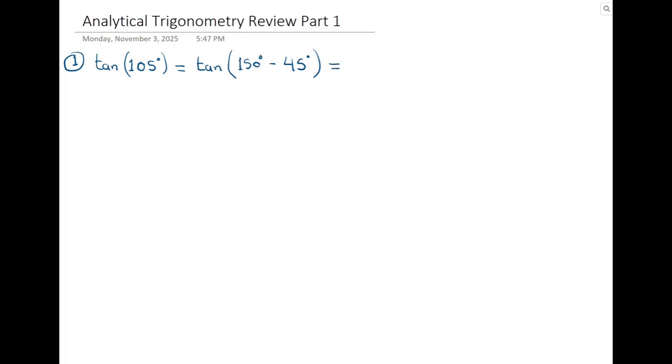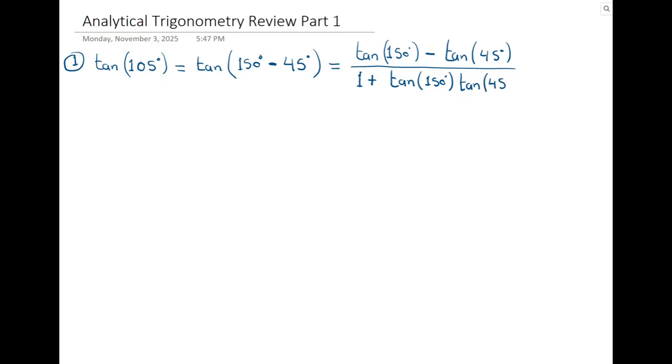And so now I need to remember my tangent difference of two angles. For tangent, it would be the tangent of the first angle, so tangent of 150 degrees. When you have a minus here, you're going to keep a minus here, so minus the tangent of my second angle, which is 45 degrees. All over 1, and when I have a minus here, down here I'm going to have an addition, so 1 plus the product of those two tangents, right? So the tangent of 150 degrees times the tangent of 45 degrees.